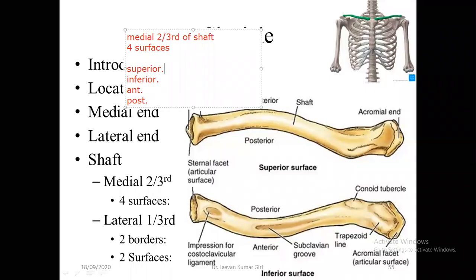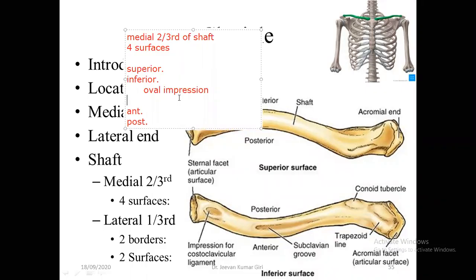So if you see the inferior surface, there are some features in the inferior surface. Okay. Now if you see the inferior surface, you will find two features here. You will find the oval impression, and next you will find the groove. Okay.